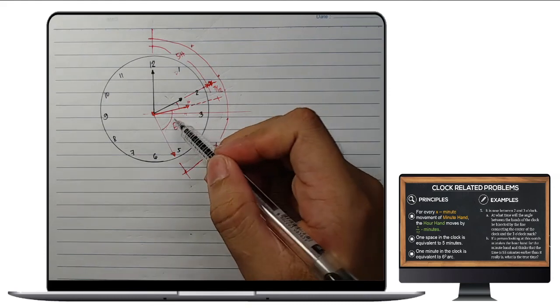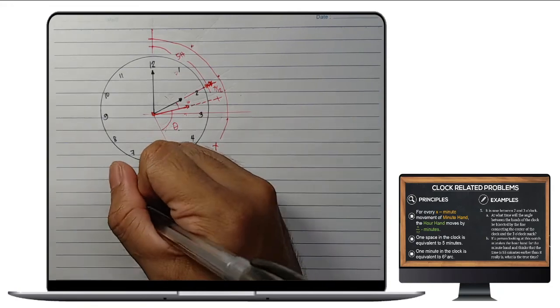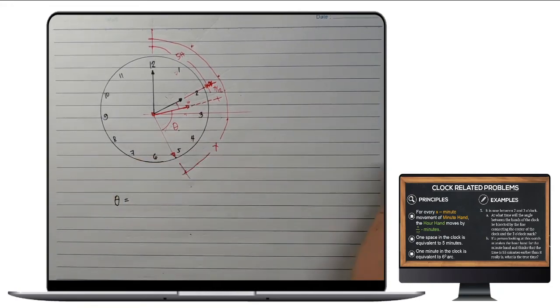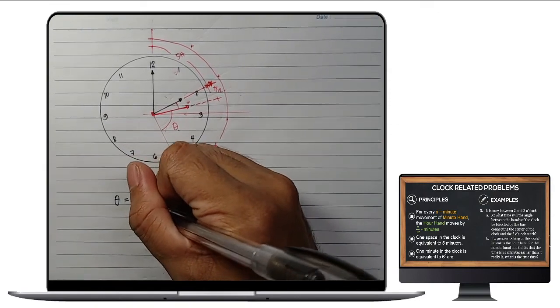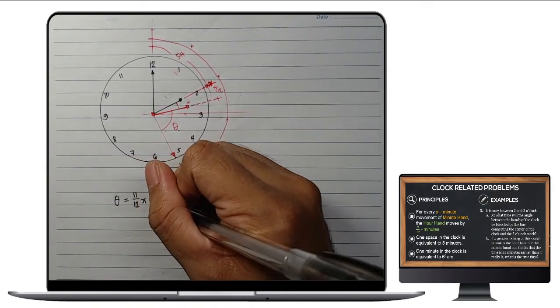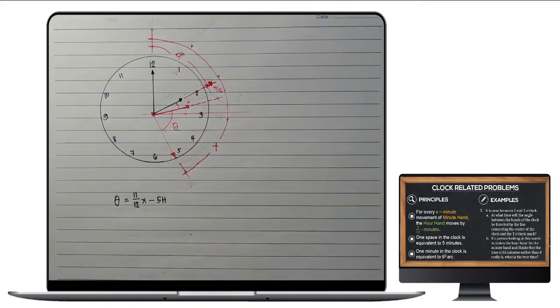So, theta here, since minute hand is ahead sa ating hour hand, so we can use the formula when the minute hand is ahead. And when the minute hand is ahead, we had the formula of 11 over 12x minus 5h. That is your theta in minutes. When the minute hand is ahead sa ating hour hand. So, we already derived this formula. So, again, when the minute hand is ahead sa ating hour hand, which is this case.